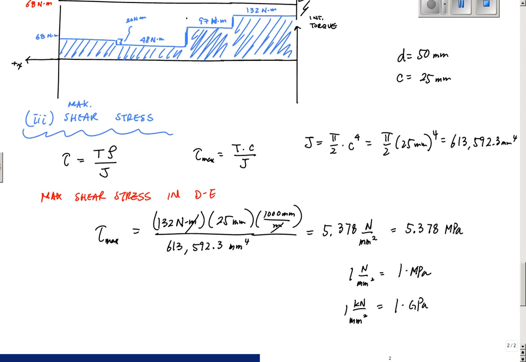All right, so not only did we calculate shear stress and go over the internal torque diagram, I also gave you a few tidbits on units. Okay, so that way it makes life a little bit easier.